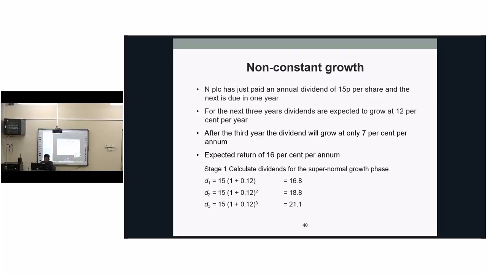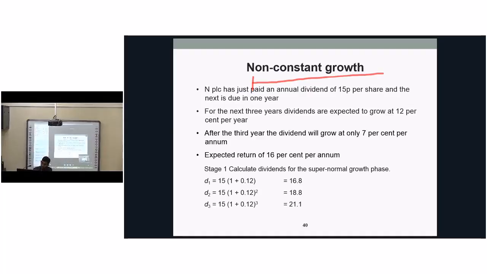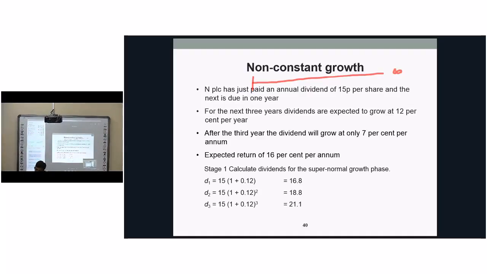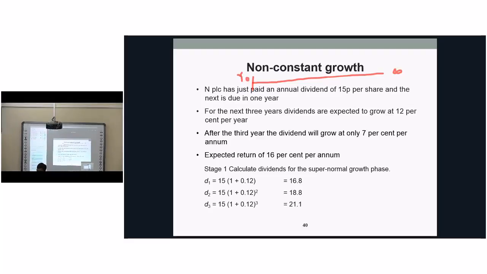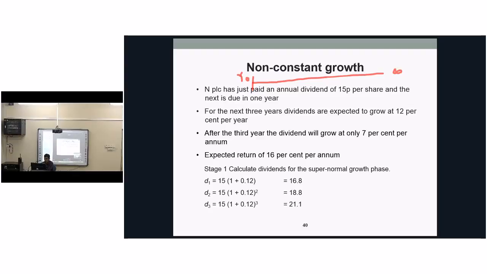So how are you going to do that? First, we need to break this entire period into 2 sections. This is infinity, this is today. So from today to the first 3 years, you will have a 15 pence dividend with a growth rate of 12%. So you need to calculate the expected dividends in the next 3 years. So D1 would be 15 pence into 1 plus 0.12. This is the growth rate of the dividend. This is R, 1 plus R. So it's going to be 16.8.